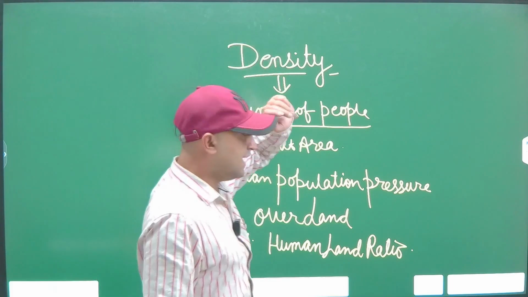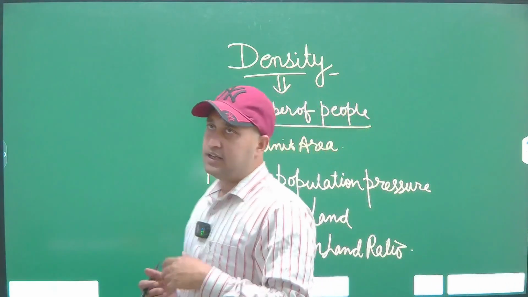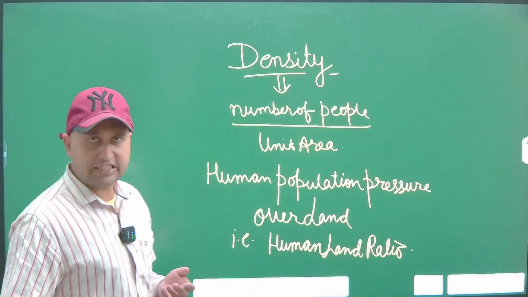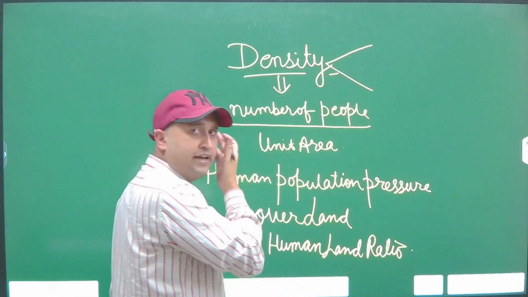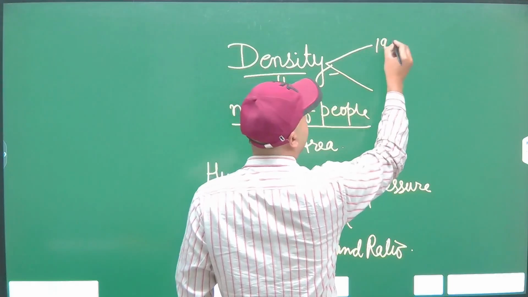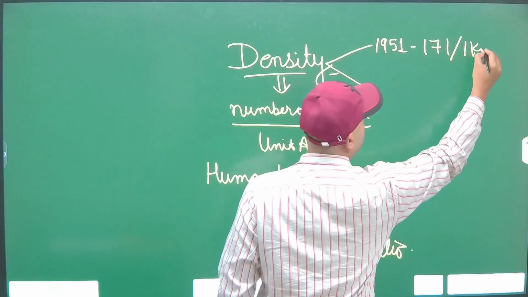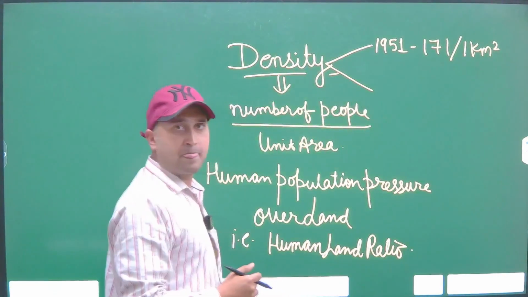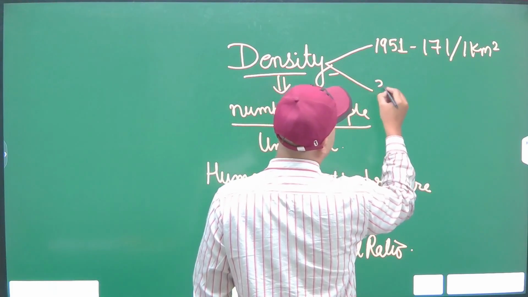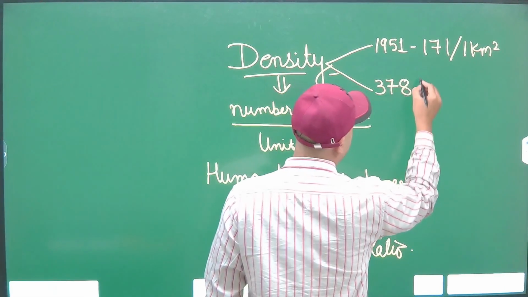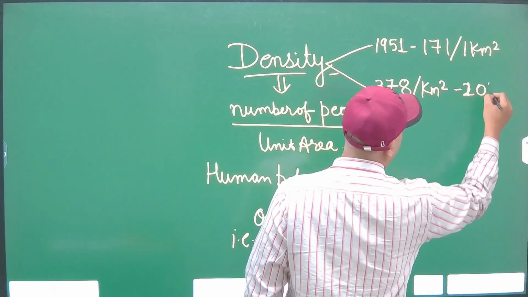Now let us understand the density. I am giving you two examples of how density changes. The density of India in 1951 was 171 people per square kilometer. But as per the 2011 census, the population density is 378 people per square kilometer.